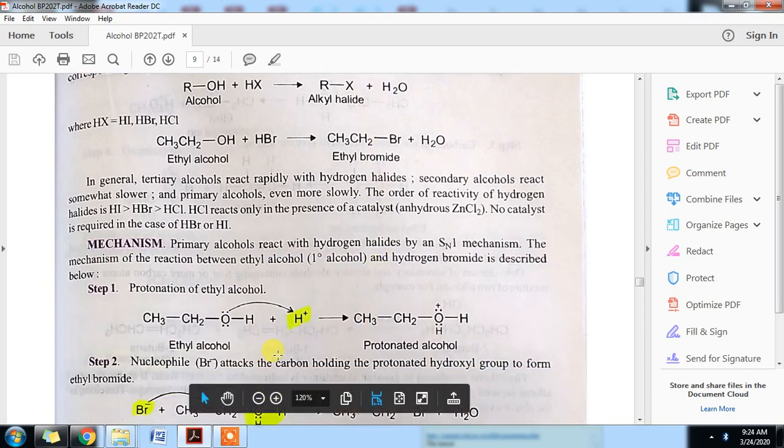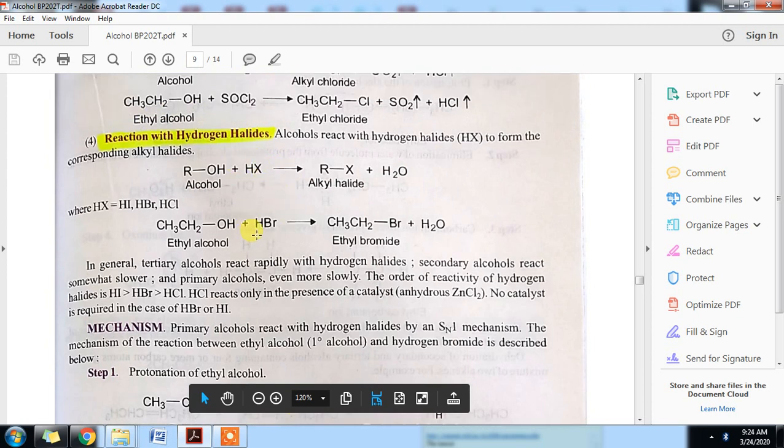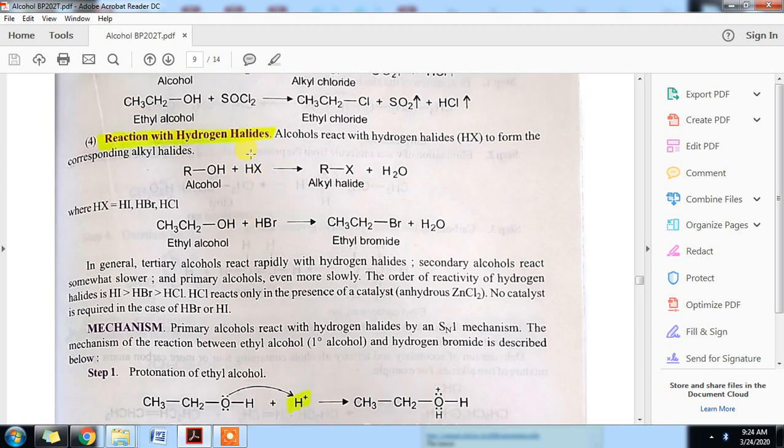Next, see how the mechanism goes. See that oxygen has a lone pair, so when you are treating with HX, HBr, HX, one more thing: they are supposed to be acidic because of H plus and X minus. You know the definition of acid: something that gives up H plus.